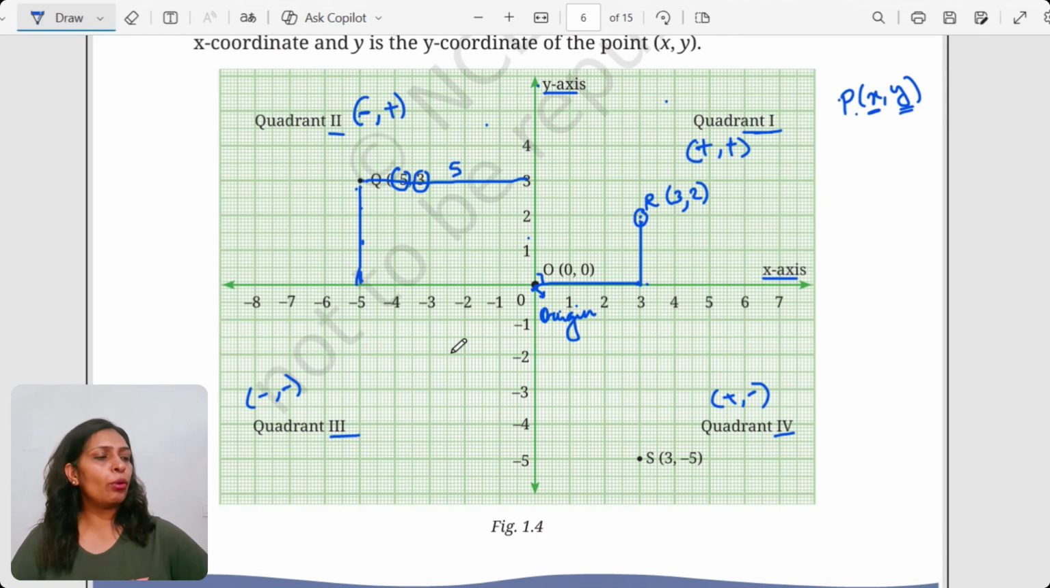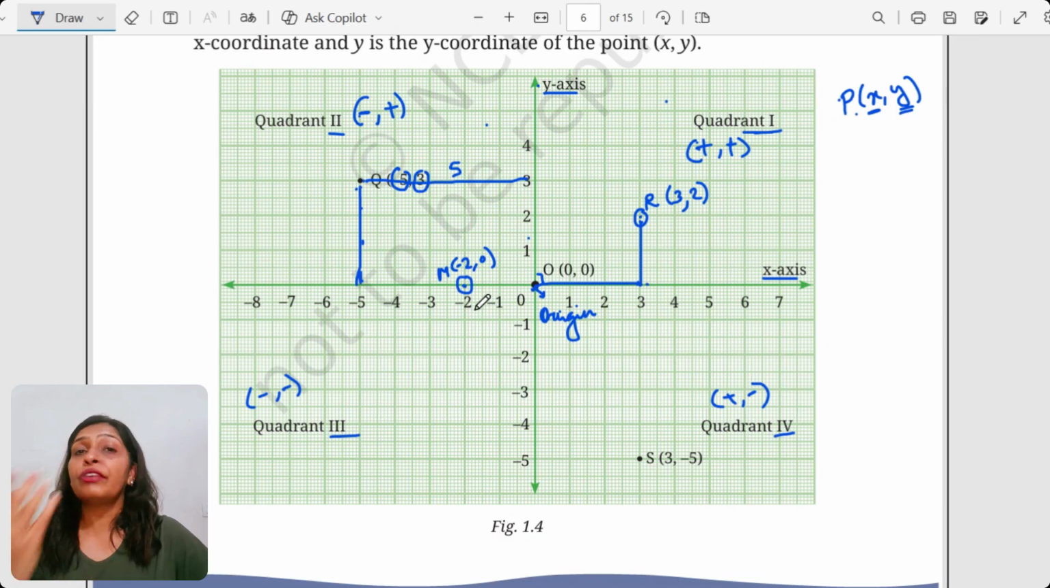Let's say I have a point which is marked here, and let's call it point M. Okay, I have marked point M. So the coordinates of point M are going to be minus 2, comma 0. Can you tell me in which quadrant, or where, this point is lying on the Cartesian plane?